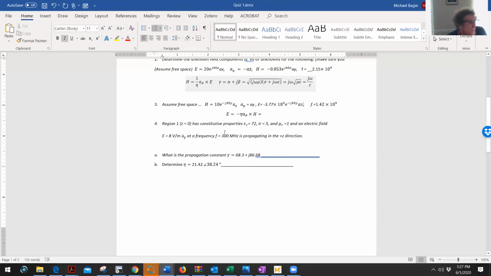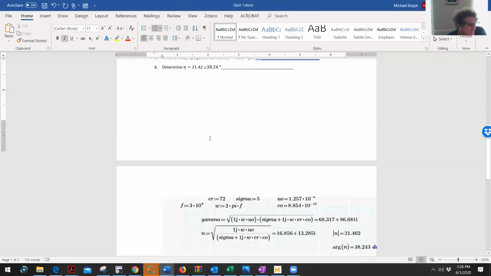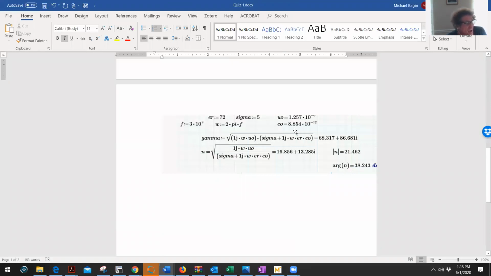Next part for this propagational stuff, I put it down here. When you're talking about gamma, it's the square root of j omega mu times sigma plus j omega epsilon. And this is what you're going to get. And these are straightforward calculations. You just have to use the right frequency. Remember, omega is 2 pi f. And then for eta, it's the square root of j omega mu over sigma plus j omega epsilon. And this is what you're going to get. That's magnitude and that's phase in degrees right there.